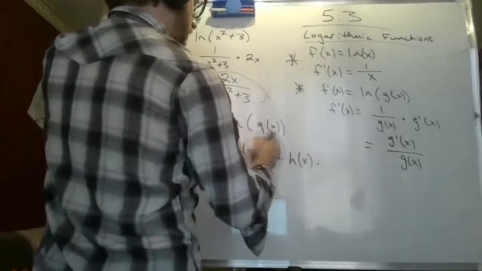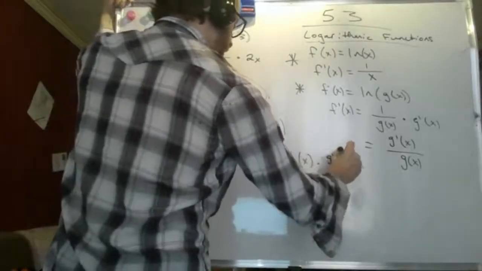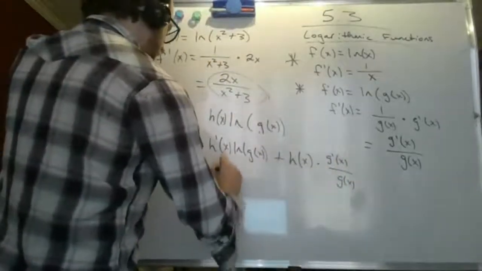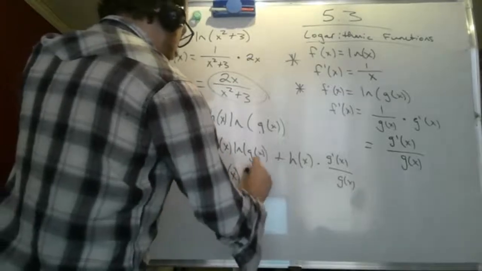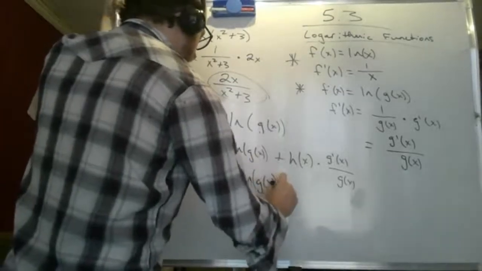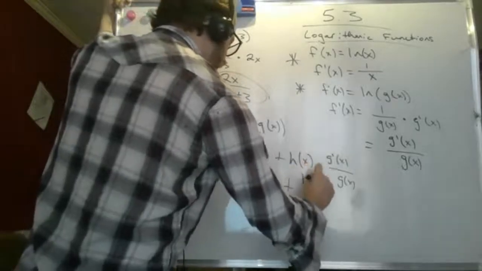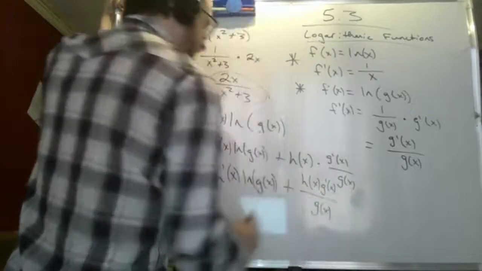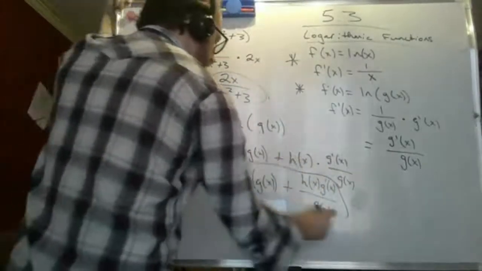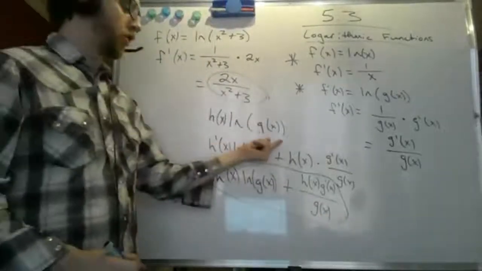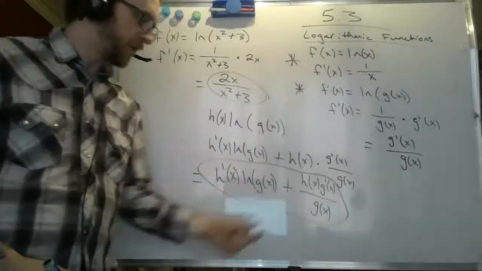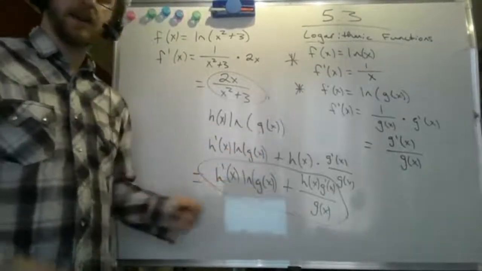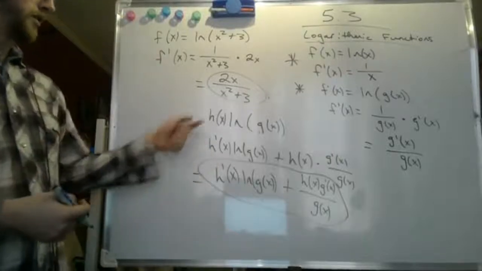So the derivative of natural log of g of x is g prime of x divided by g of x. And so our final answer here is h prime of x times the natural log of g of x plus h of x times g prime of x divided by g of x. In this case, that's as simple as you can get it because I've left h and g as arbitrary. So this is your final answer here. But if you knew what h and g were, then you could certainly plug them into this and find what the answer really is based on these functions.